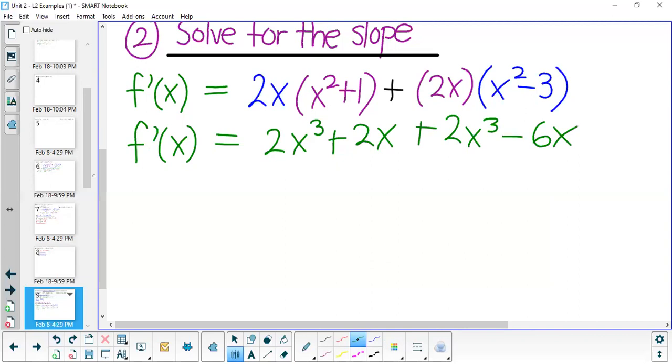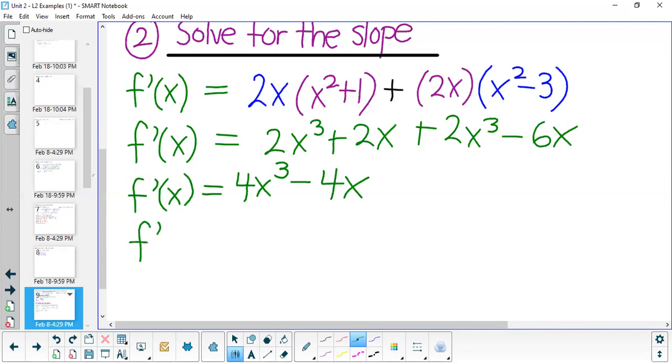So if my derivative is f prime of x, which is equal to 4x cubed minus 4x, to find the slope, I'm going to substitute -4 into the equation wherever I see an x. We're substituting -4.